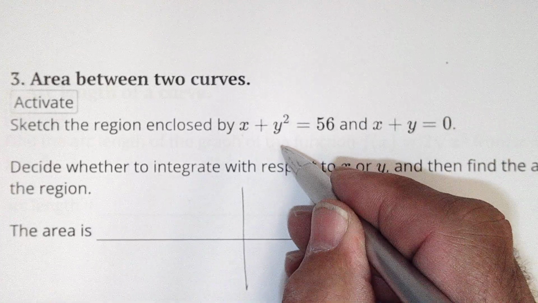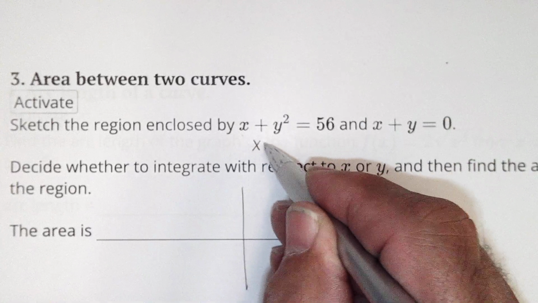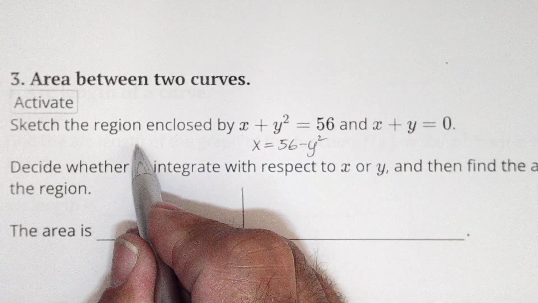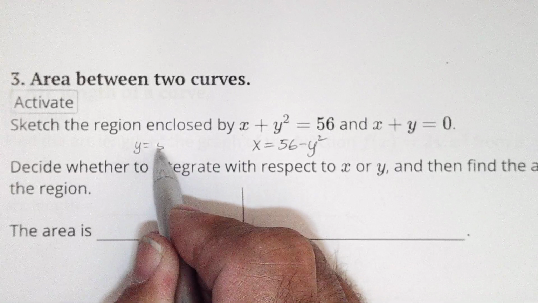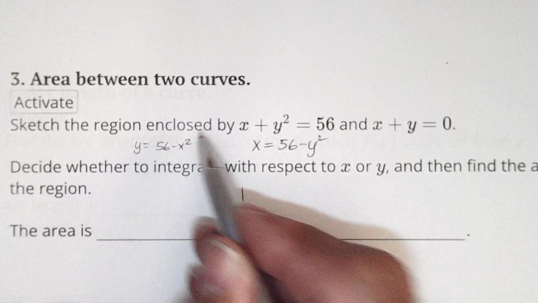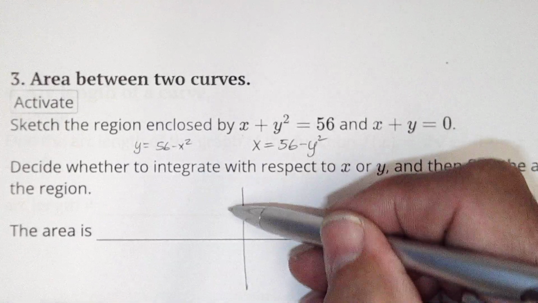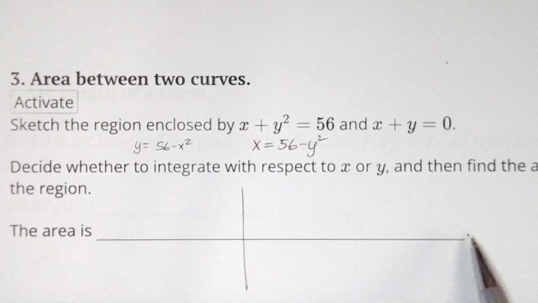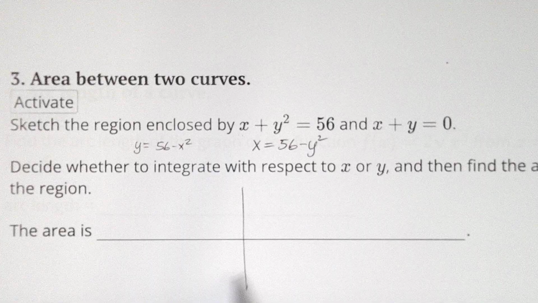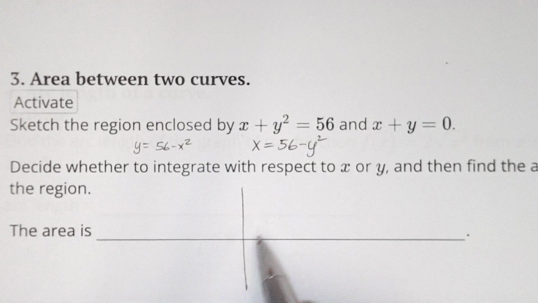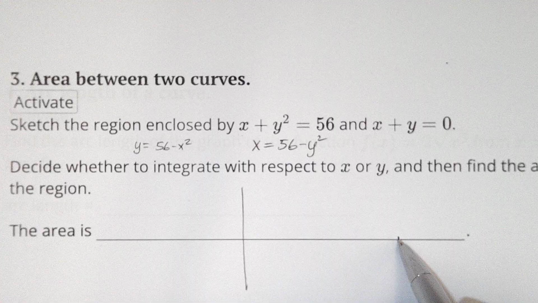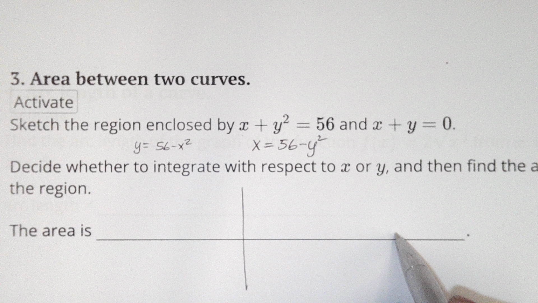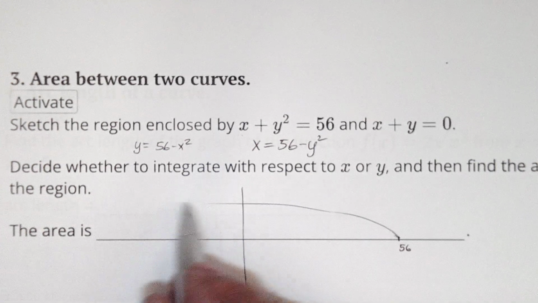So, x equals 56 minus y squared. Now, if it was y equals 56 minus x squared, it'd be a parabola that's upside down, up 56. Well, this one is a parabola. This is positive x, upside down, so it's this way, going through plus 56. So out here at 56 is the vertex of the parabola, and it's going back this way.